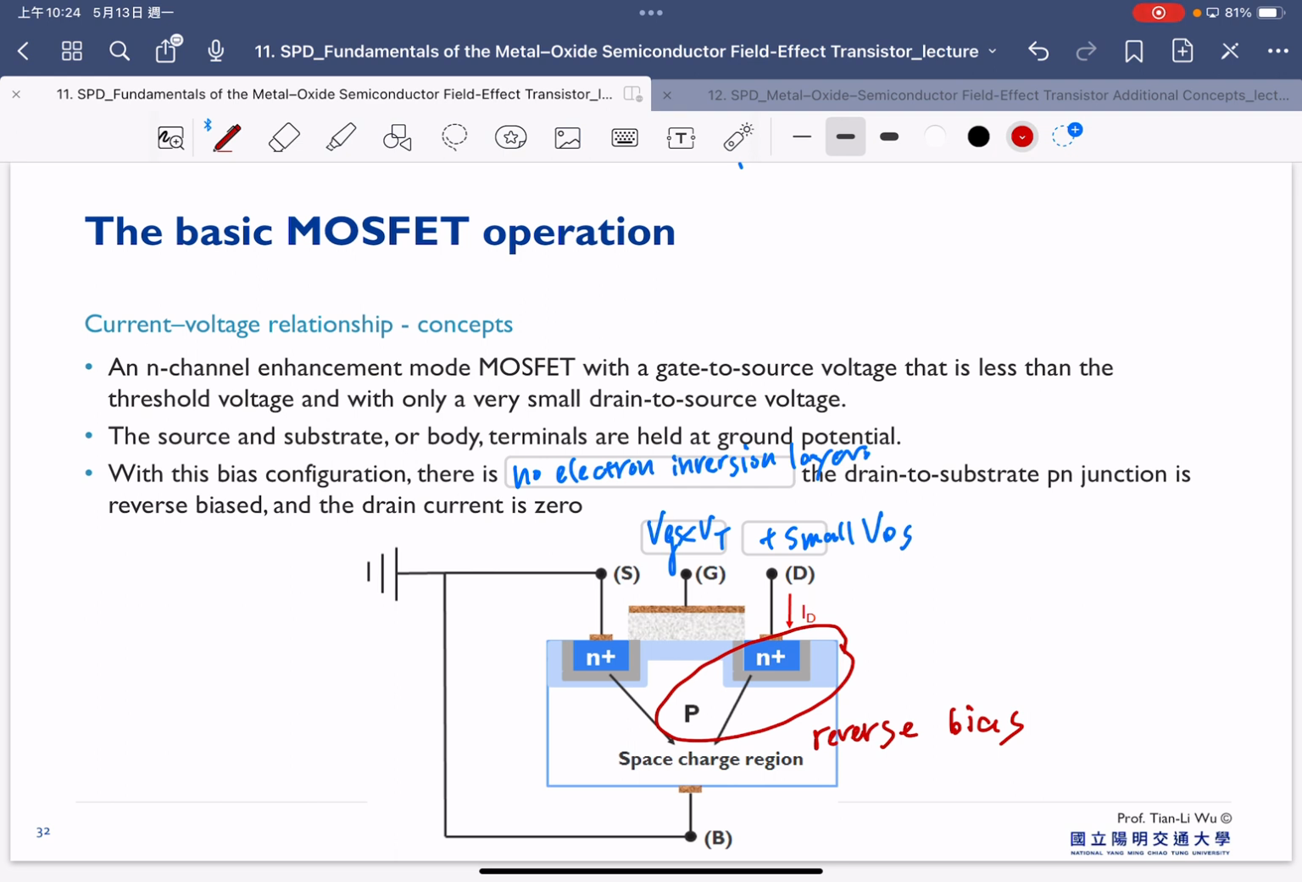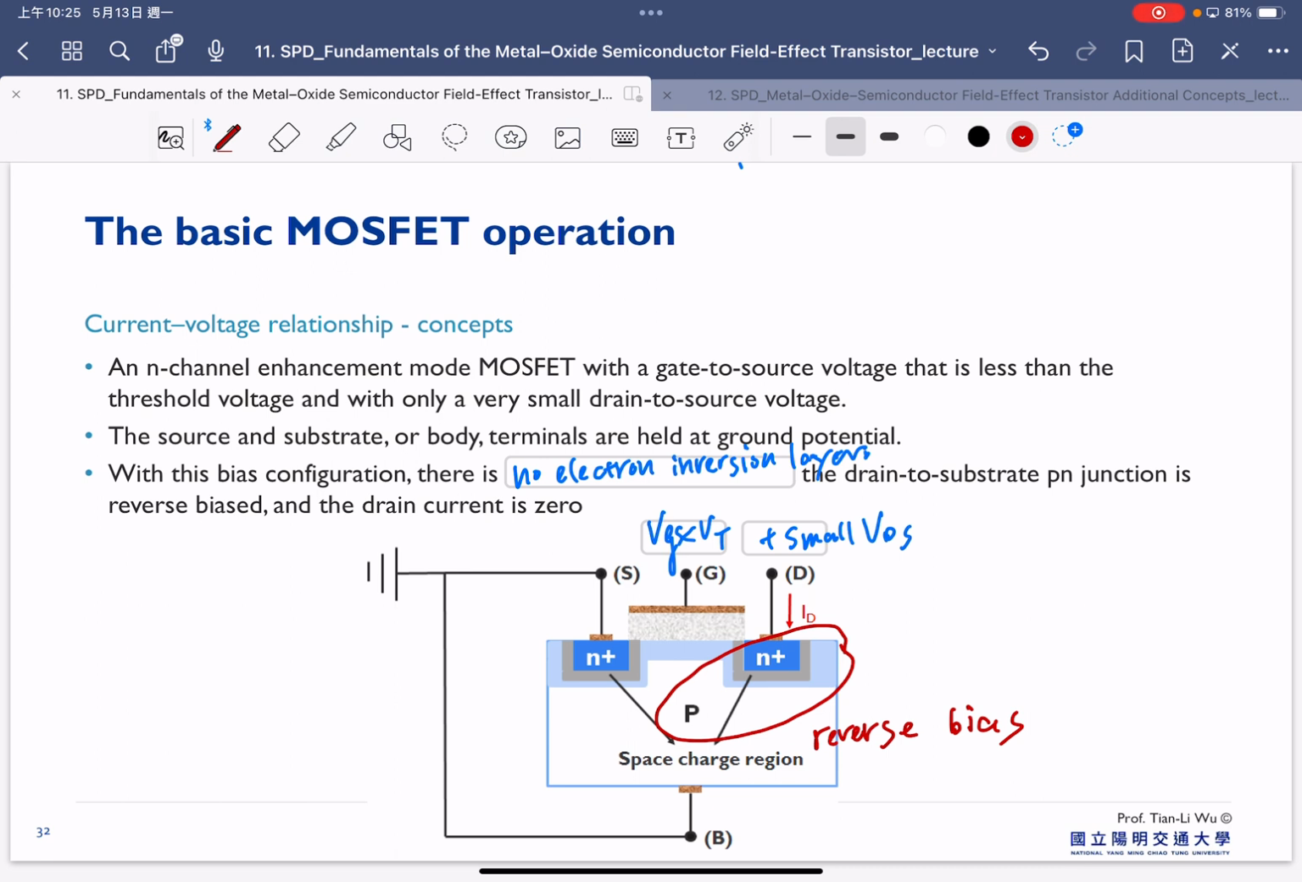We apply the VG smaller than the threshold voltage, so we can expect that there's no electron formation under the gate region. But in the meantime, because there's a slightly reverse bias in the PN junction on the drain side, we can also expect that it is under the reverse bias. That means there's no current flow. So in general, the drain current is equal to 0 in this case.